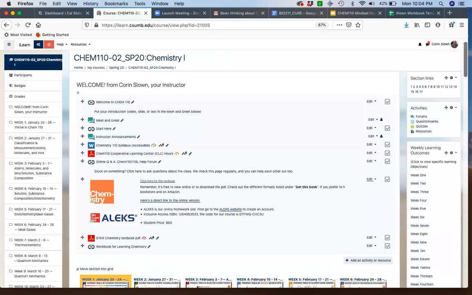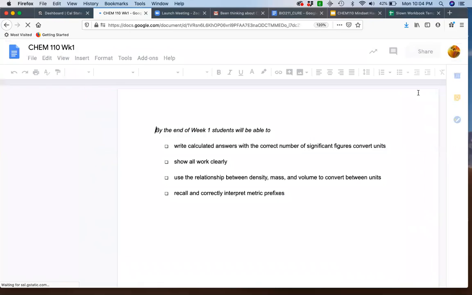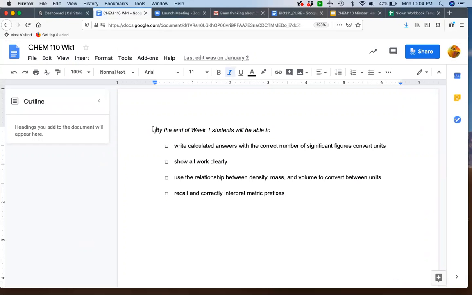And that's important because one of the things that we're going to target, you can find here under weekly learning outcomes. So if you were to click on week one, one of the things that you would be able to find is the learning outcomes for this week. So by the end of week one, students will be able to write calculated answers with the correct number of significant figures and convert units, to show all work clearly, to use the relationship between density, mass, and volume to convert between units, and then to recall and correctly interpret metric prefixes.